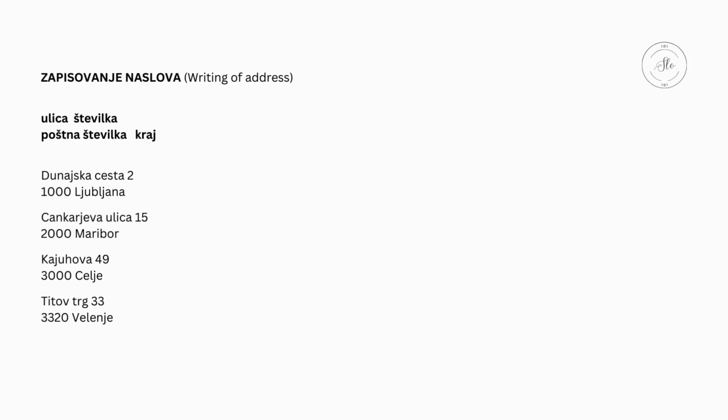Zapisovanje naslova. Let's look at how we write address in Slovenian language. First, we write the name of the street and street number, followed by the postal code and the name of the town. Let's look at some examples. Dunajska cesta 2, 1000, Ljubljana. Cankarjeva ulica 15, 2000, Maribor. Kajuhova 49, 3000, Celje. Titov trg 33, 3320, Velenje.